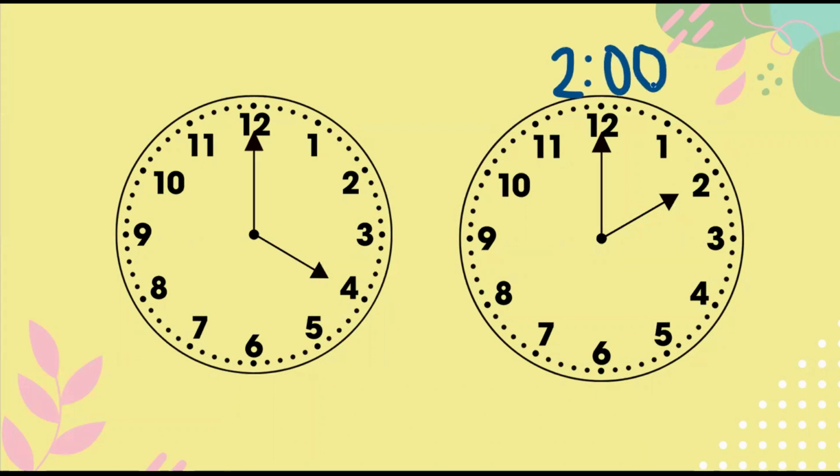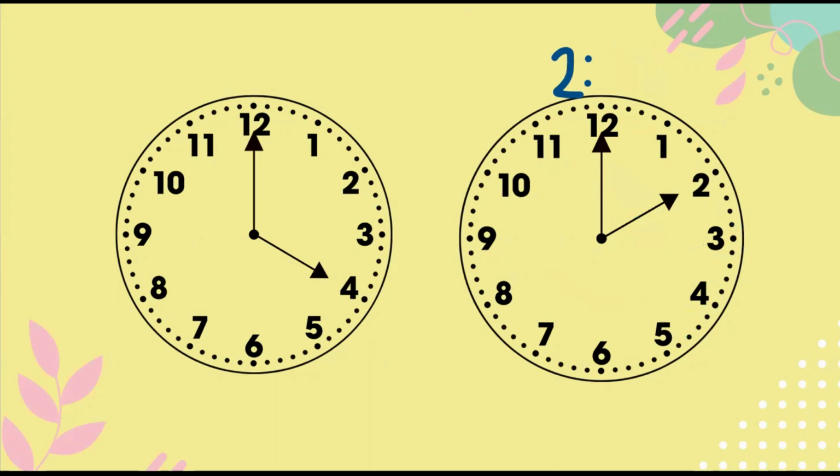Taking a look at clock number 2, right now we know that it represents 2 o'clock. What would happen if it was an hour later? What time would it be? Good job. You're right. It's 3 o'clock. It would move all the way around to now point at the 3 for 3 o'clock, 1 hour later.